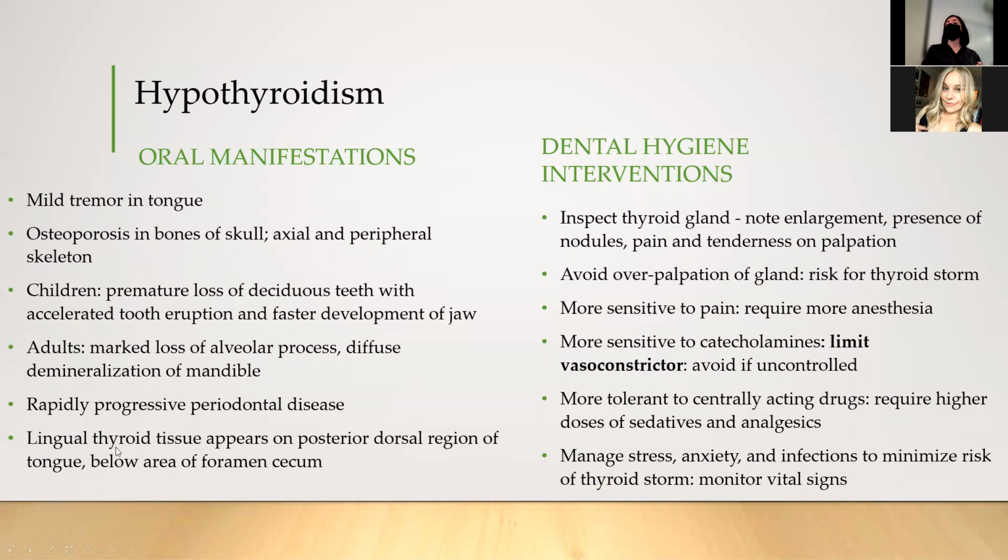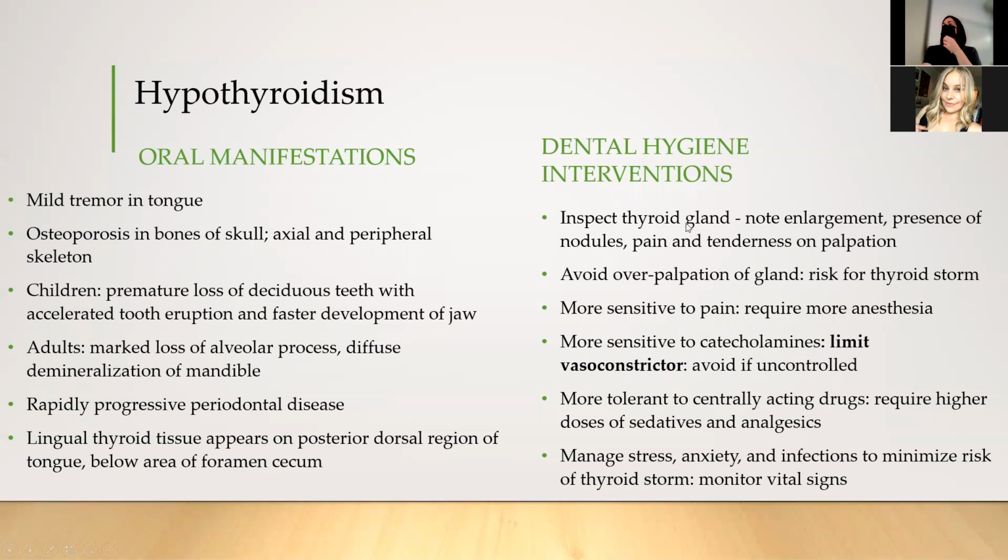And then here, the lingual thyroid appears on the posterior dorsal region of the tongue, below the area of the foramen cecum. I'm not so sure how we would see that very easily unless we were really looking down their throat.